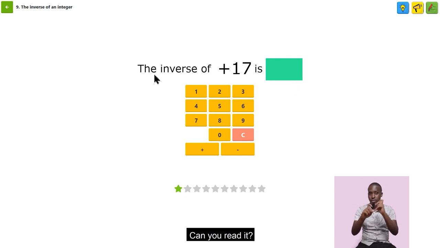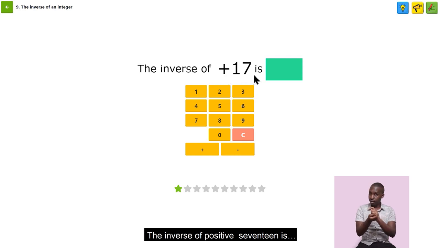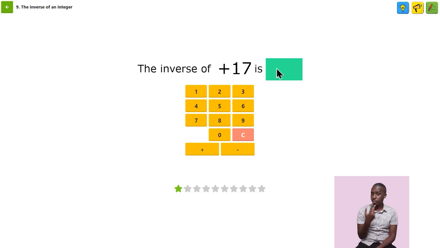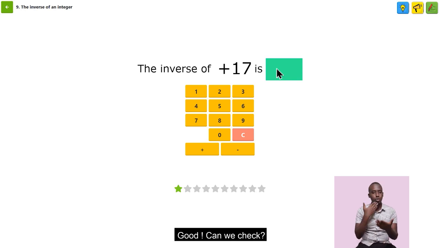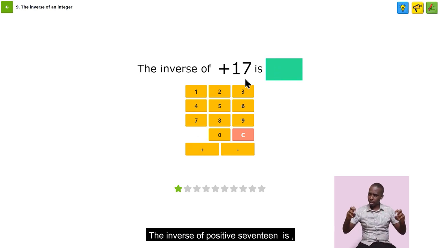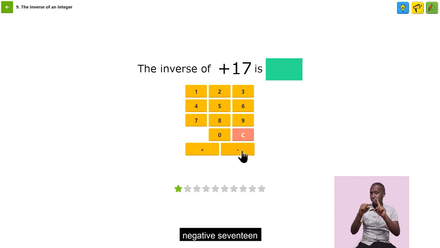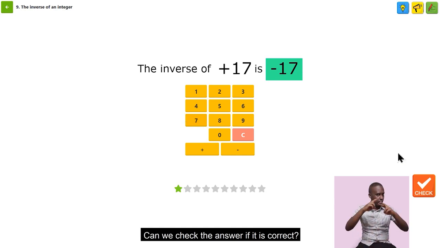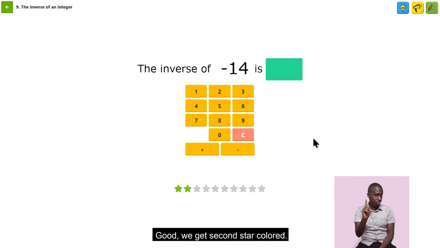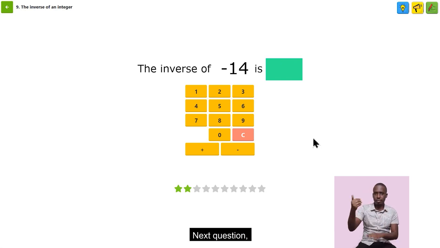Can you read it? The inverse of positive 17 is... Find out the answer. Good. Can we check? The inverse of positive 17 is negative 17. Can we check the answer if it is correct? Good, we get the second star colored. Next question.